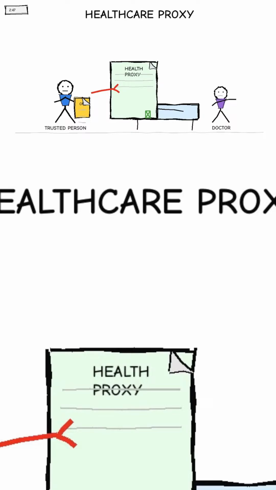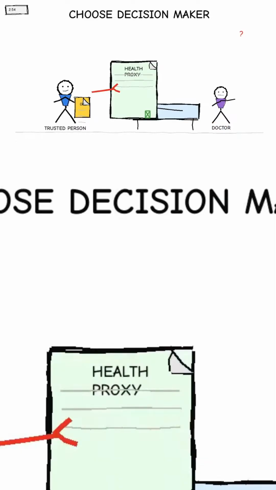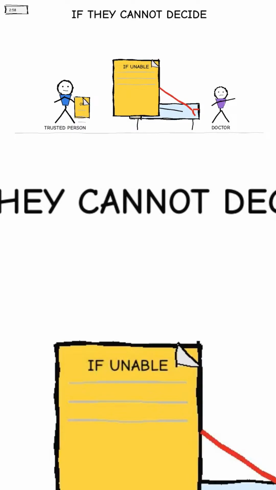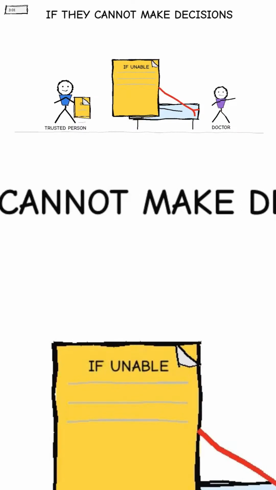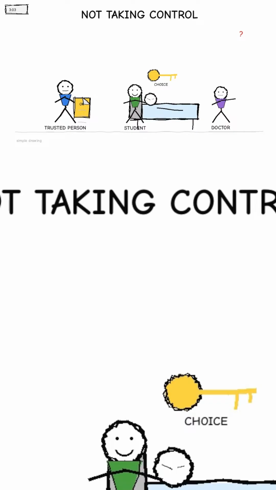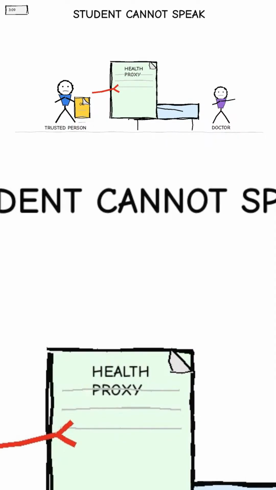The second medical document is a healthcare proxy, medical power of attorney, or advanced healthcare directive. The name depends on the state. This document allows the student to choose someone to make medical decisions if they cannot make those decisions themselves. That is the key phrase. If they cannot make decisions themselves. This is not about taking control away from the student. It is about having a trusted person legally ready to step in if the student is unconscious, incapacitated, or otherwise unable to speak for themselves.